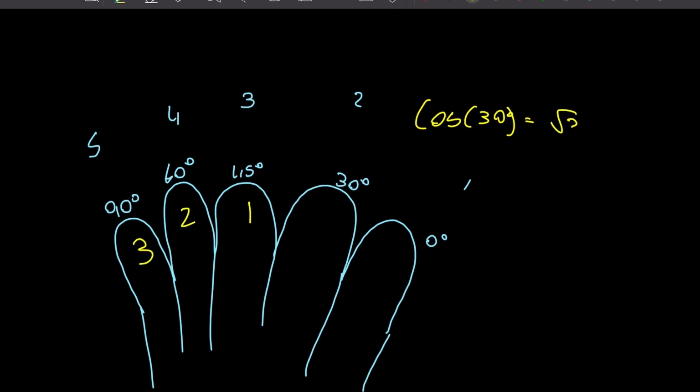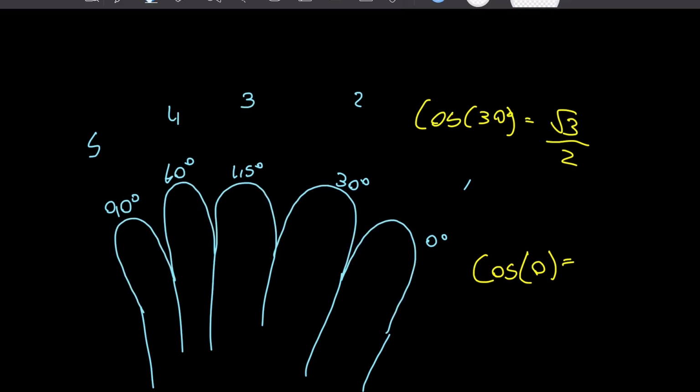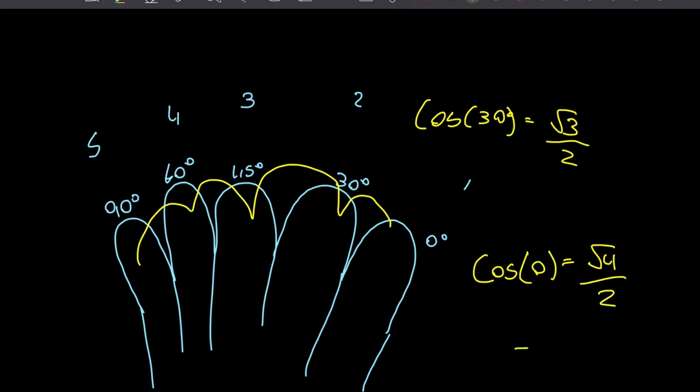Okay, and let's say you wanted to find cos of 0. So if you found cos of 0, well, how many fingers are to the left? Oh, I keep on erasing this. So the amount of fingers to the right of 0 are 1, 2, 3, 4. So it's going to be root 4 over 2, which is equal to 2 over 2, which is equal to 1. So cos of 0 is equal to 1.